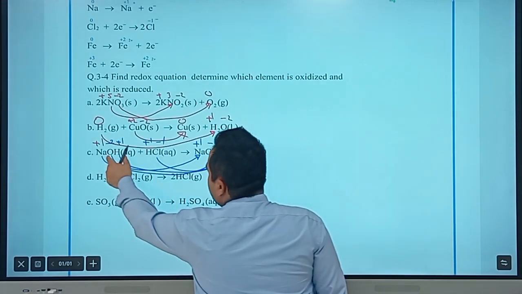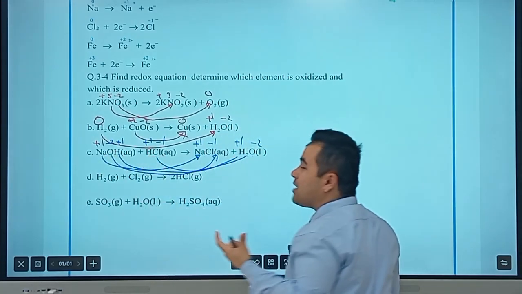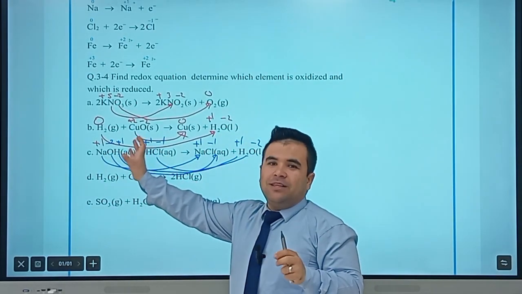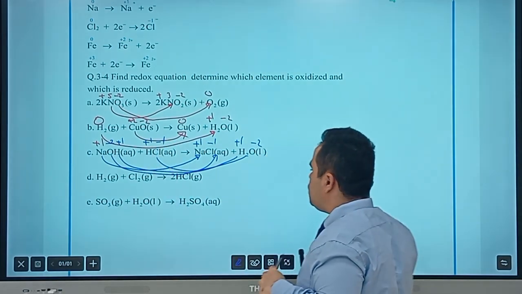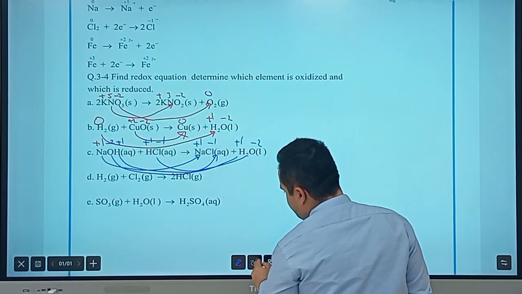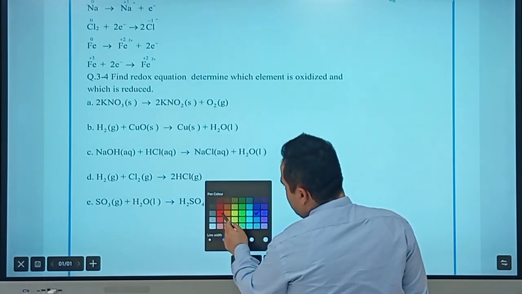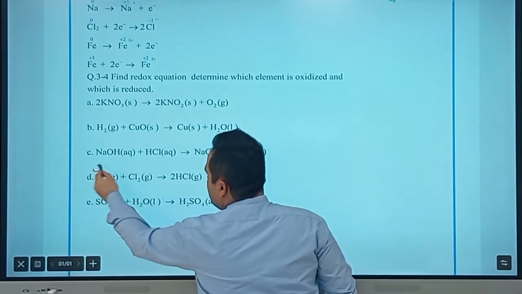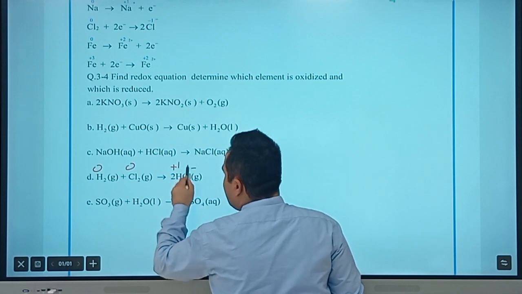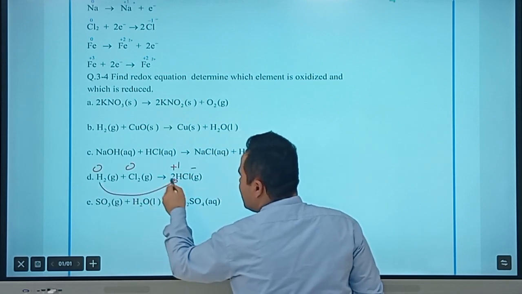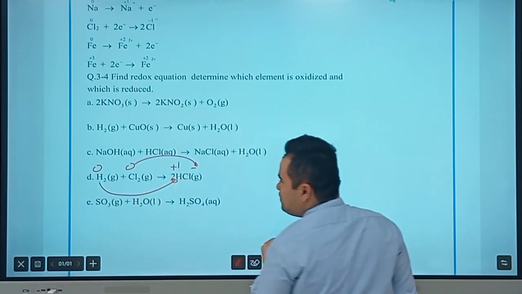Why? Because it's a reaction between an acid and a base, as I told you. We have checked it and tested. It's not a redox. There is no change in the oxidation states. Let us solve for D. Hydrogen 0, chlorine 0, positive 1, negative 1. Hydrogen is oxidized, chlorine is reduced.